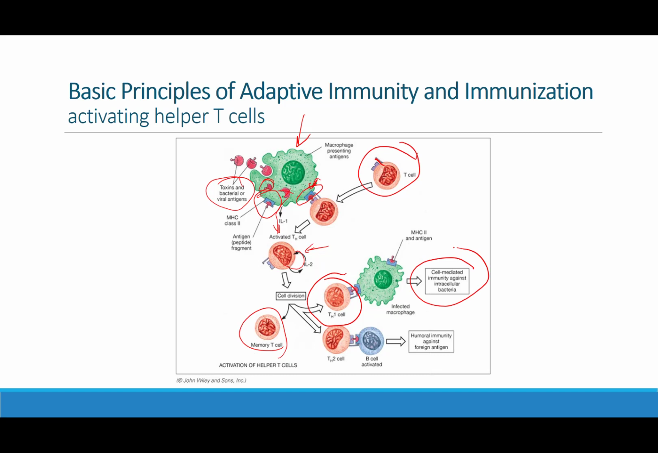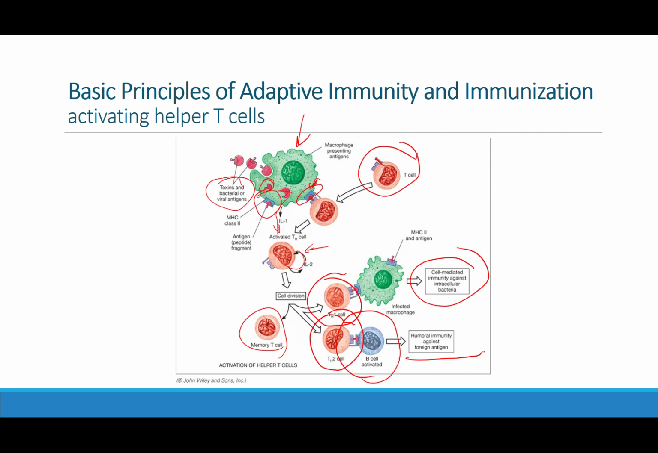fight off intracellular bacteria. Here it differentiates into helper 2 T cells, and that will then activate a B cell and stimulate the antibody production.